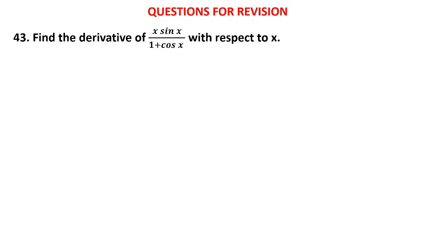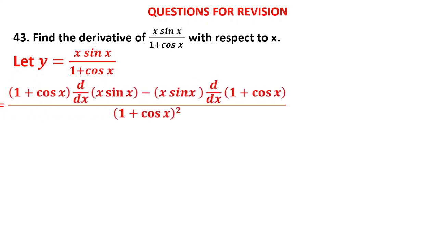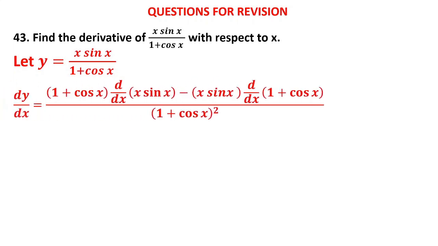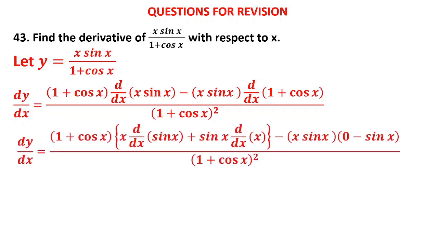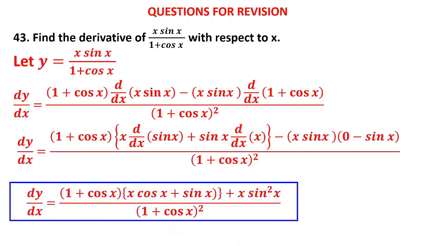Let us move on to question number 43. You have to find the derivative of this. You have to use the quotient formula. 1 plus cos x the whole square into 1 plus cos x into differentiation of the numerator minus numerator into differentiation of the denominator. For the numerator differentiation, we have to use d by dx of x sin x. We have to use the UV formula. Keep x, differentiate sin x, plus keep sin x, differentiate x. Now the differentiation of cos x is minus sin x. I am just leaving it over here. You can expand the numerator and check whether some terms are getting cancelled.